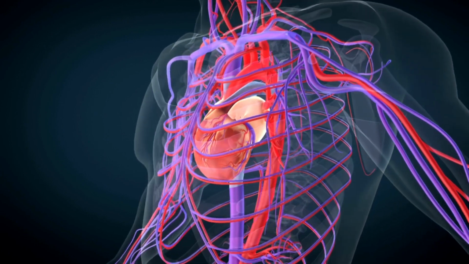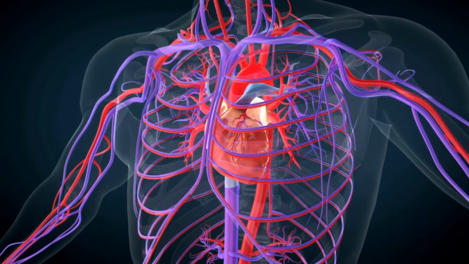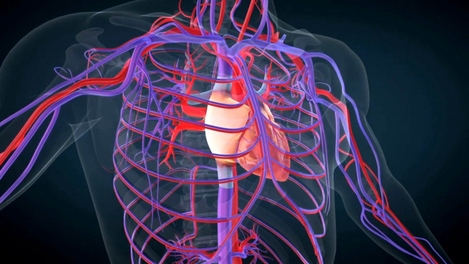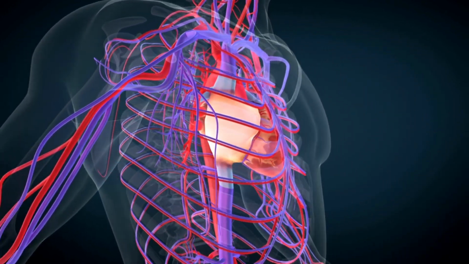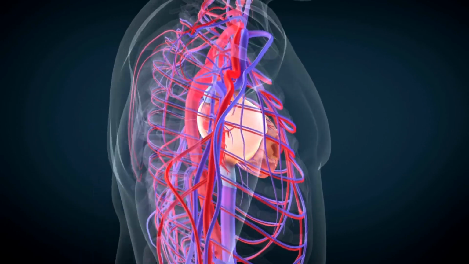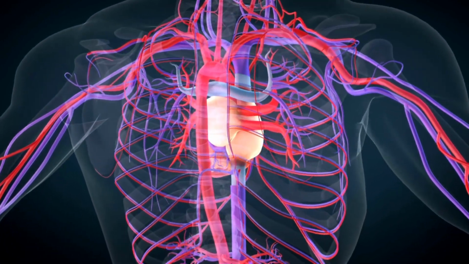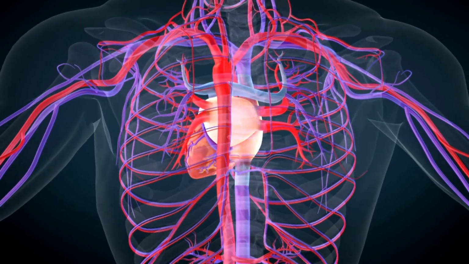Atrioventricular AV node, receives the impulse from the SA node and delays it slightly before transmitting it to the ventricles. Bundle of His and Purkinje fibers carry the electrical impulse throughout the ventricles, causing them to contract and pump blood.